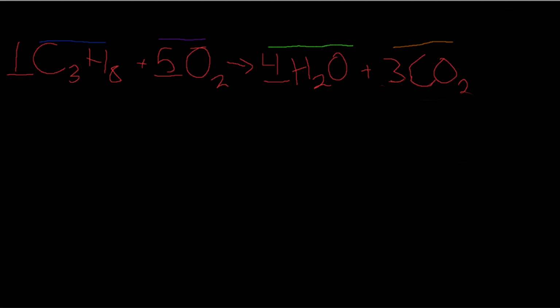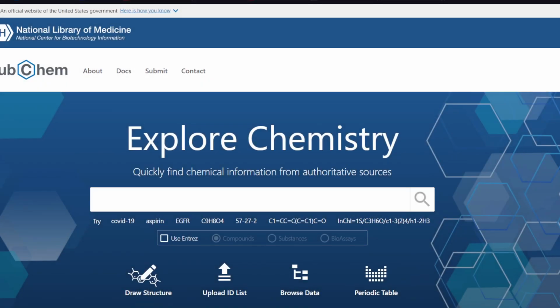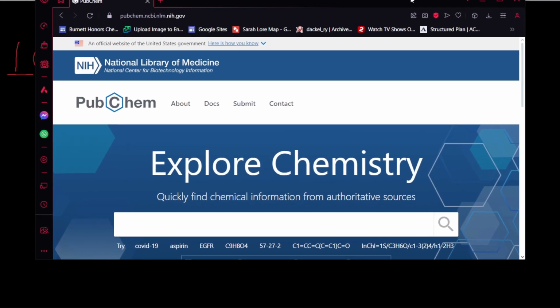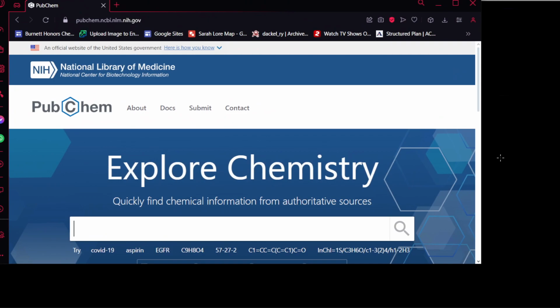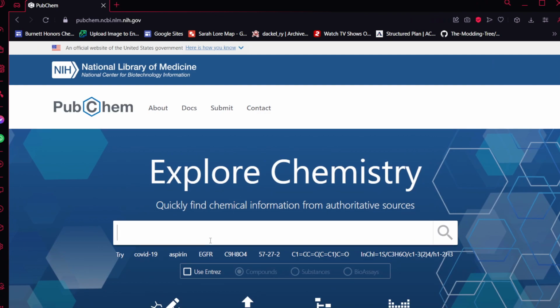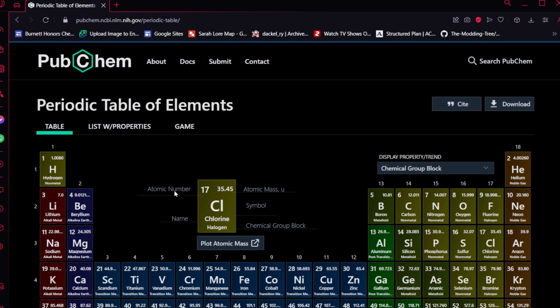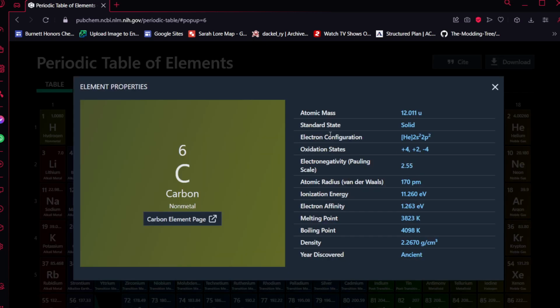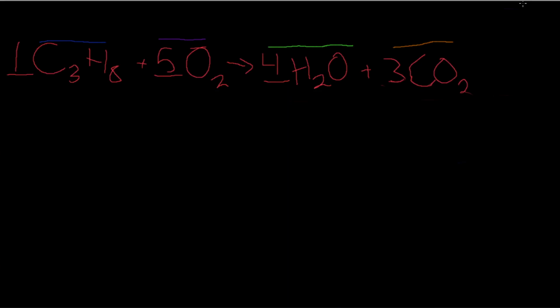Anyway, enough sidetracking. If you pull out your periodic table, or in my case, lovely PubChem, love this website. And then look for your periodic table, and then go over to the elements that you have. So for carbon, our atomic mass is, we'll just say 12.01. So carbon equals 12.01.